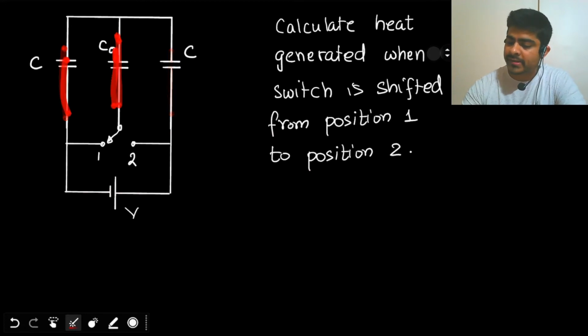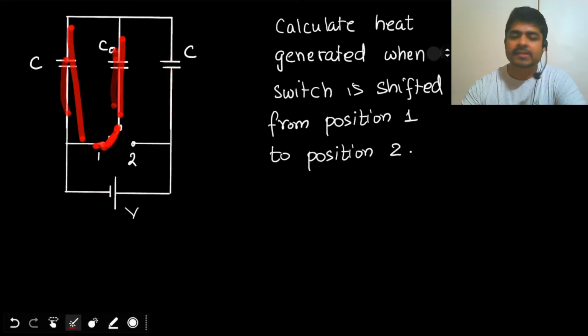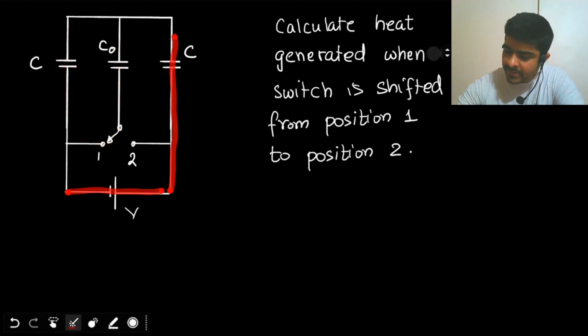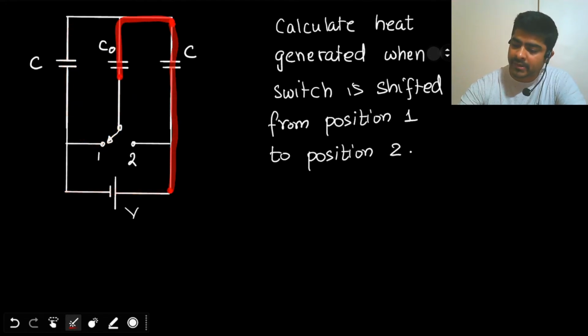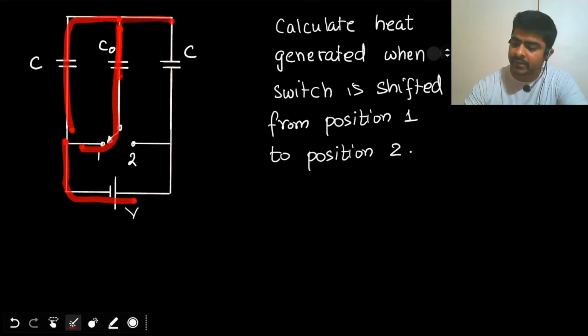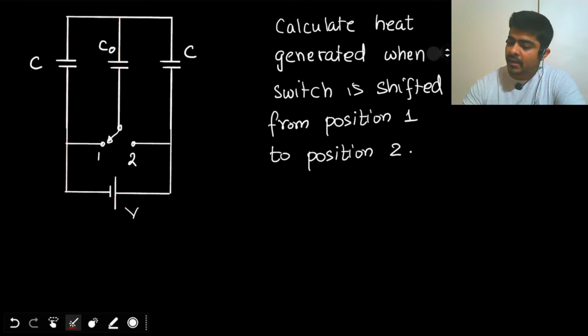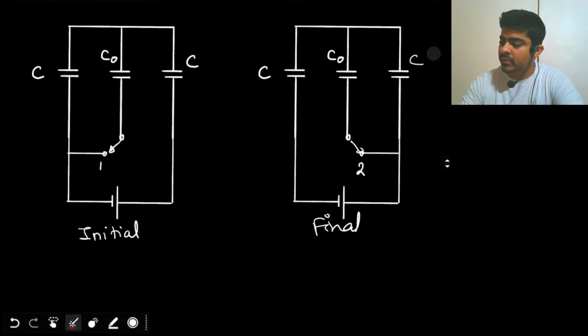Right now C naught and C are connected together, so in this circuit they are in parallel. If we start from the battery, we have one capacitor, then C naught and C, and again we get the battery. So this is your circuit, and when the switch is shifted over here, we have to calculate the heat generated. Let's try to solve this.